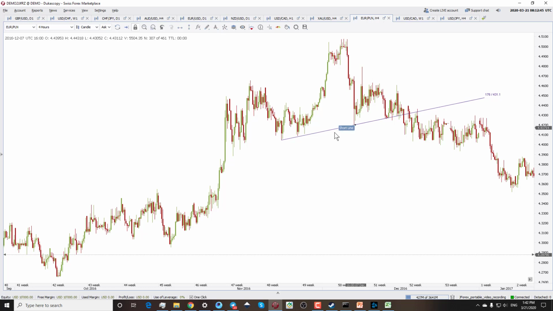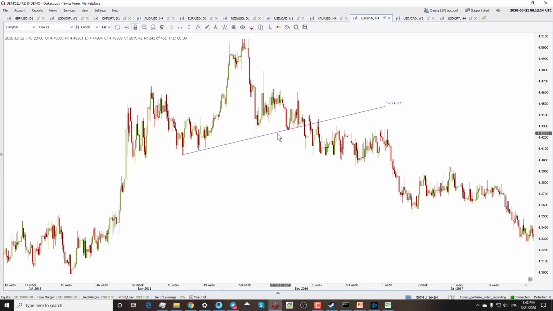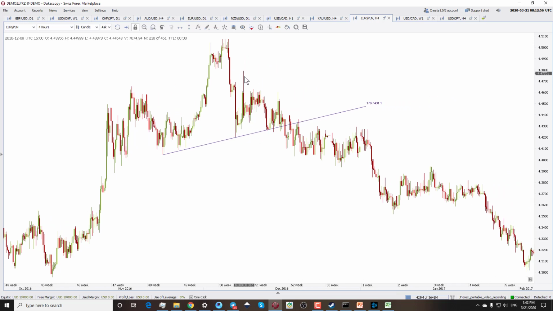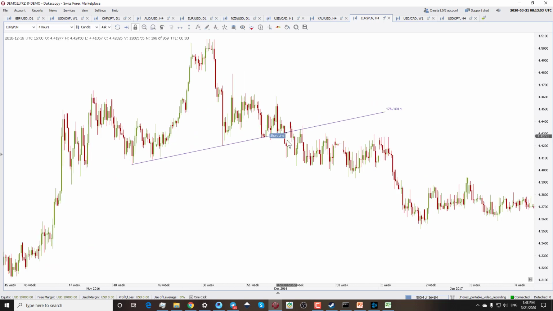How do we form the neckline? A decline from the left shoulder and a decline from the head. If we join them, then this becomes a neckline, and the decline from the right shoulder should be able to break the neckline. So it has broken here. Then we enter the market at the retest of this neckline.